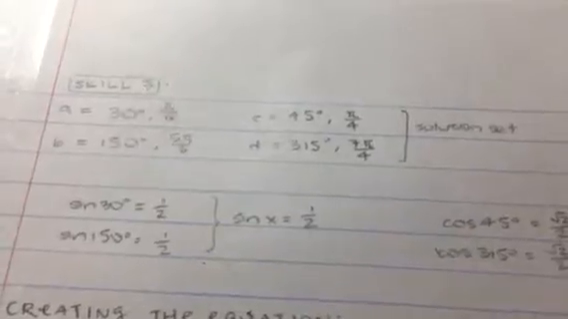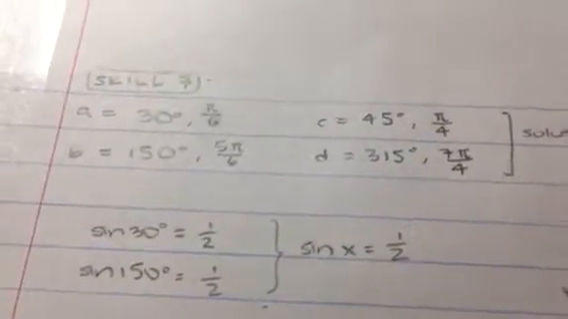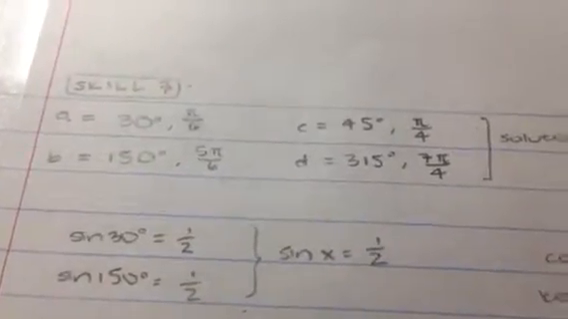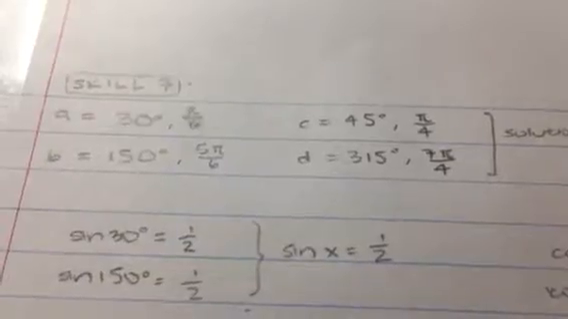Okay, so for skill 7, I first chose 4 angle measurements. A is 30 degrees or pi over 6 radians, B is 150 or 5 pi over 6, C is 45 or pi over 4, and D is 315 or 7 pi over 4.